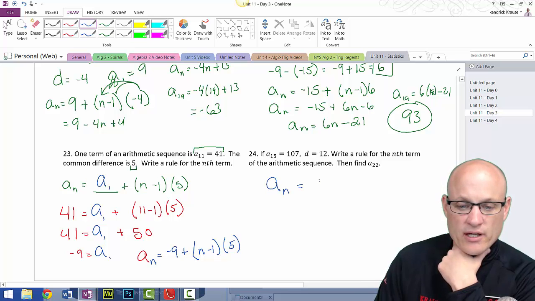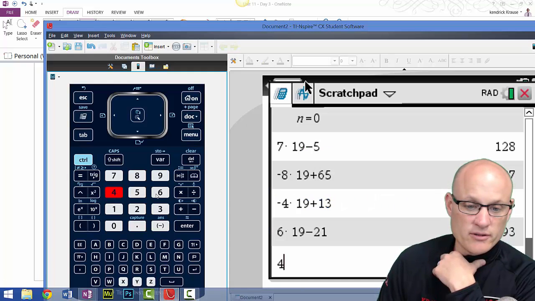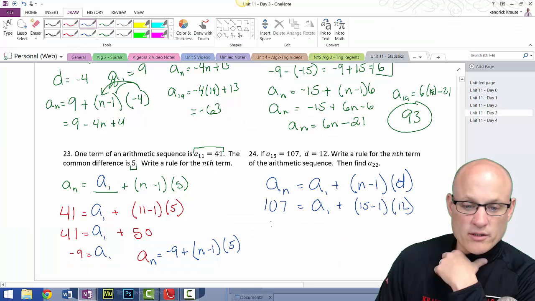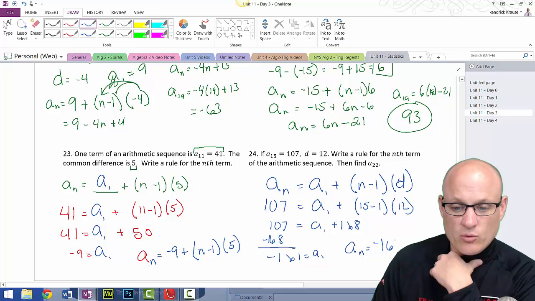So a sub n equals a sub 1 plus n minus 1 times my common difference. So I know this is 107. I have no idea what this is. Plus, I know that n is 15 and d is 12. Well, this turns out to be 14 times 12. So come over here, do 14 times 12. Was that 168? 168. So I get 107 equals a1 plus 168. Subtract 168, and you get negative 161 equals a sub 1. Or my final equation is a sub n is equal to negative 161 plus n minus 1 times 12.